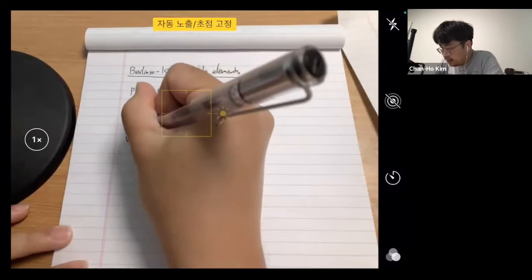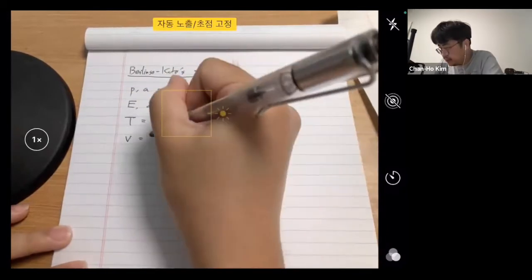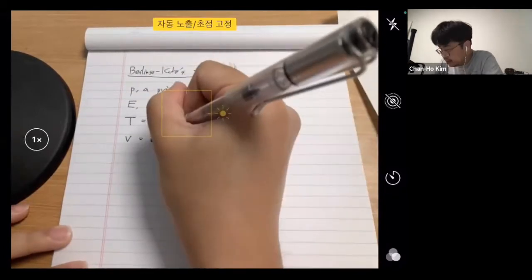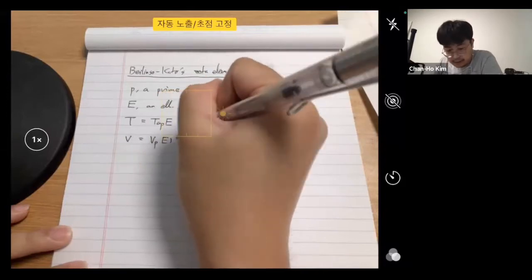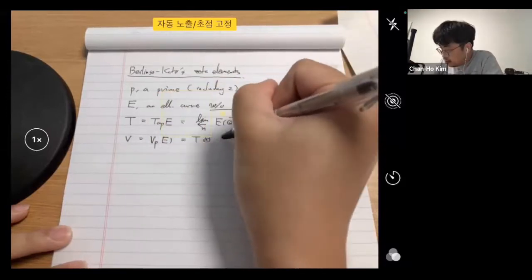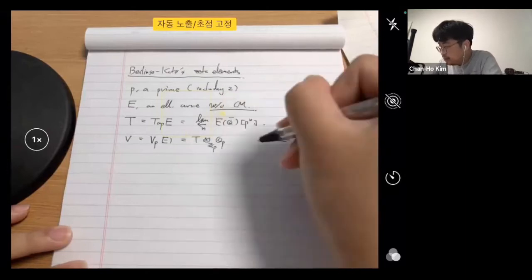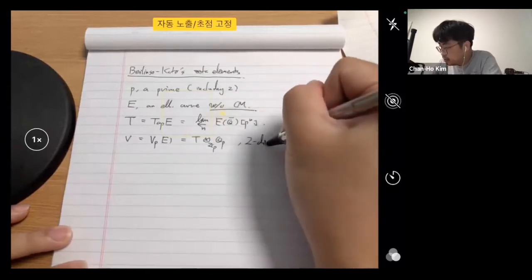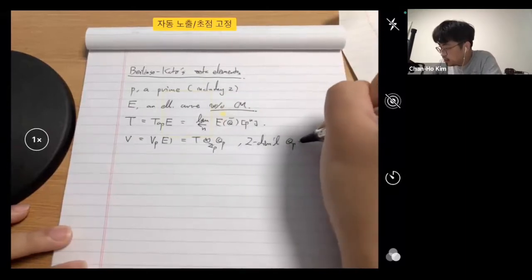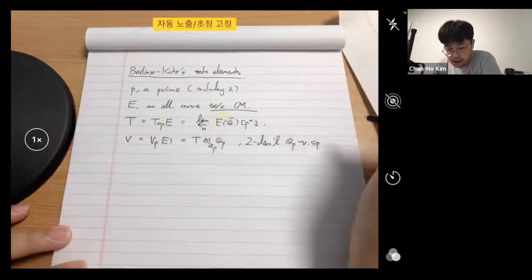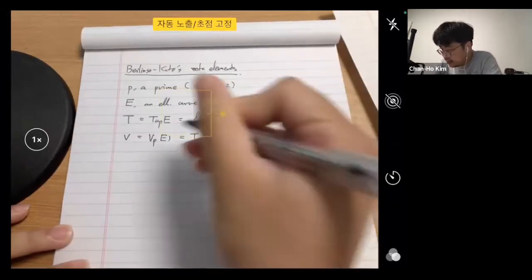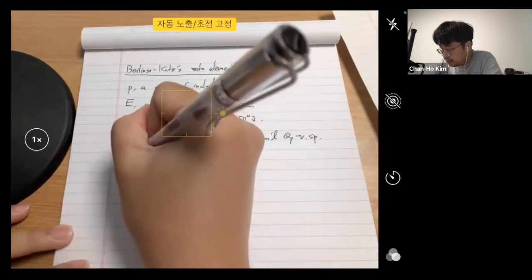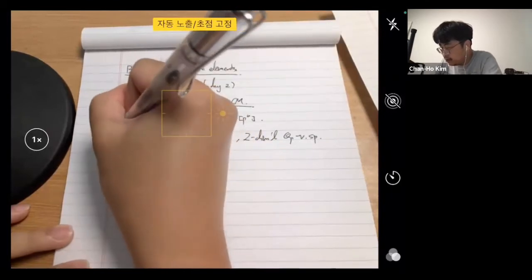And V is the rationalized T, which means T tensor Q_P, which is a two-dimensional Q_P vector space. And of course, the absolute Galois group acts on V via the Galois representation.